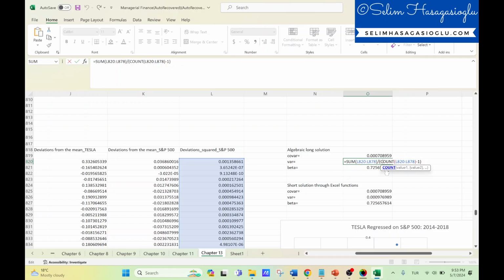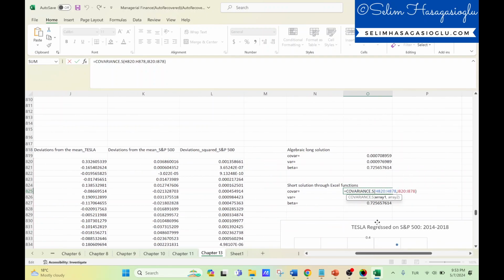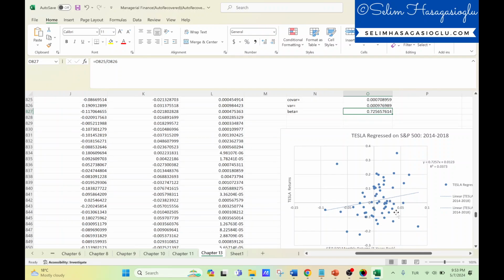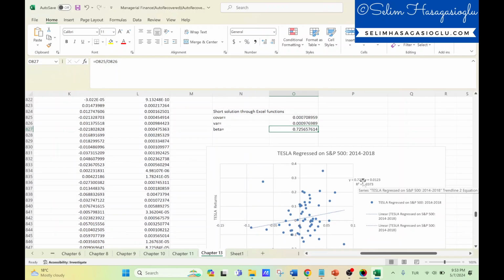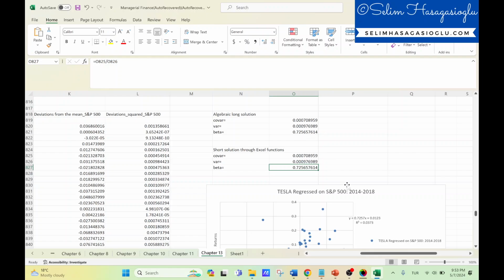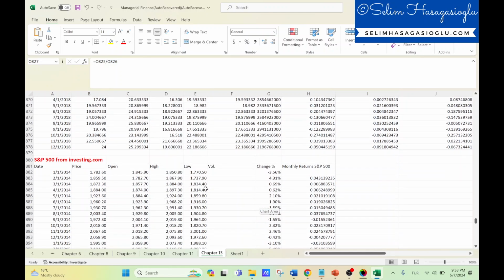So that's why in the denominator we have number of observations minus 1, and beta will be covariance divided by the variance. And of course you can rely on the COVARIANCE.S function for the monthly returns on Tesla and on S&P 500. These will be your arrays. And for the VAR.S function, you can rely on the monthly returns on S&P 500, and beta will be covariance divided by the variance. And of course, the linear regression, this is the equation of the line. So the slope of the line is the same as these values. So we are getting the same values again in different solutions.